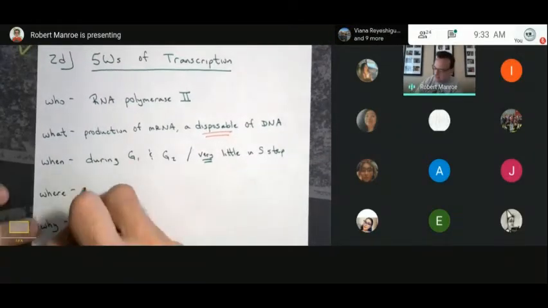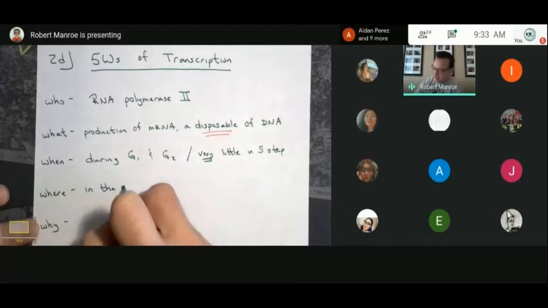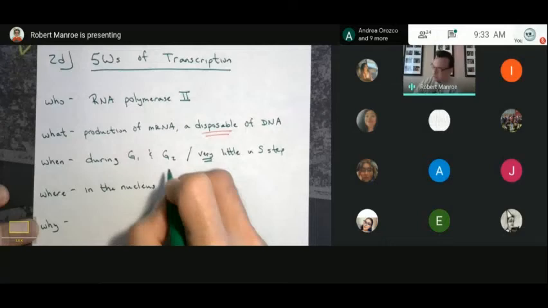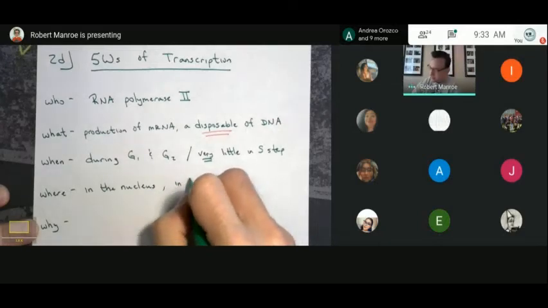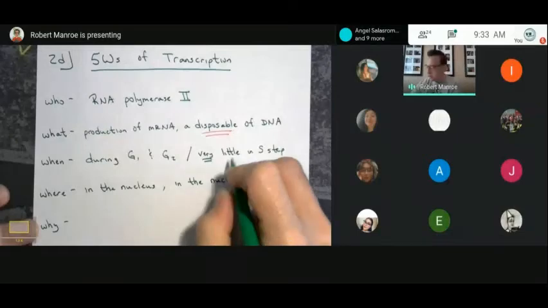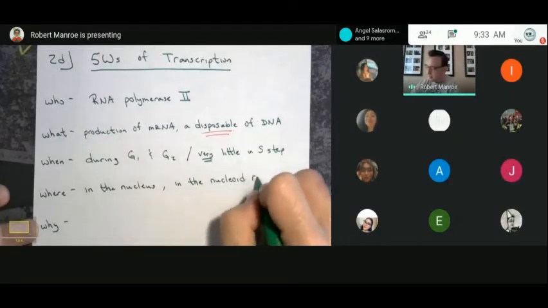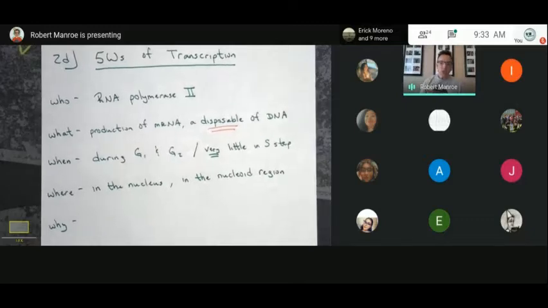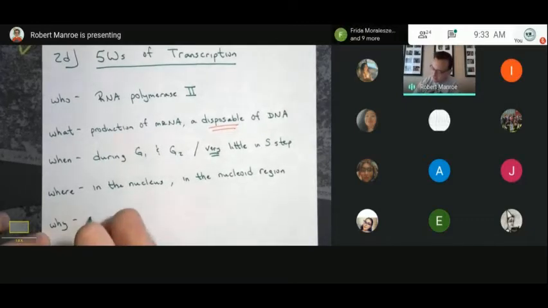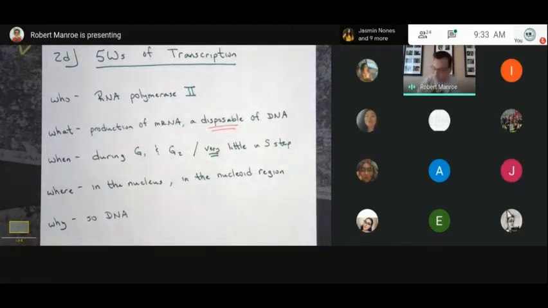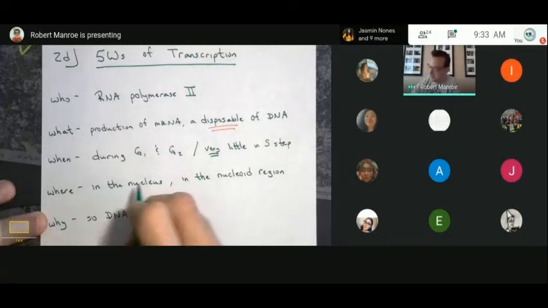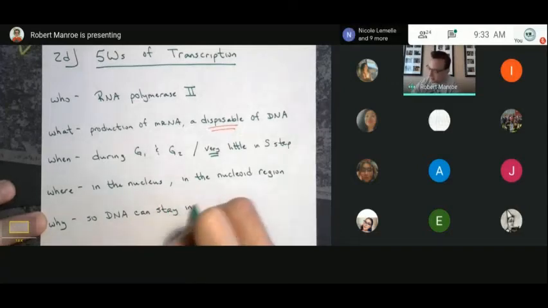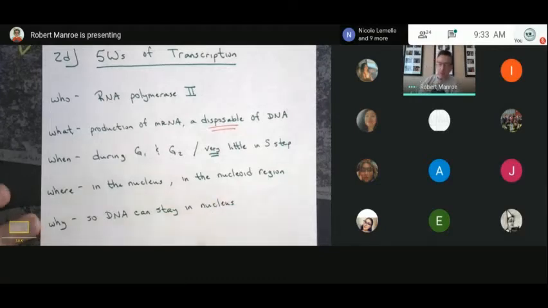Now, where does this happen? Well, if you're in a prokaryote, it occurs in the nucleus. But don't forget about those old prokaryotes, okay? It's called the nucleoid region, or the area in the cell where the DNA is attached to the plasma membrane. And why is transcription so useful? Because it allows the original copy of the gene, the genetic material, to stay in the nucleus. Protected.